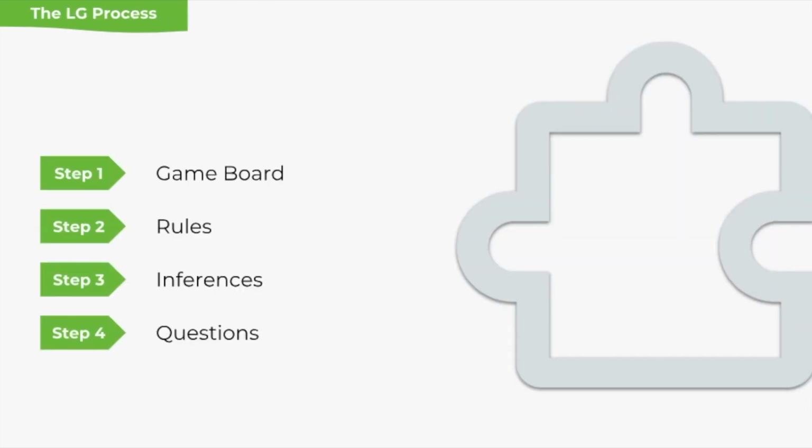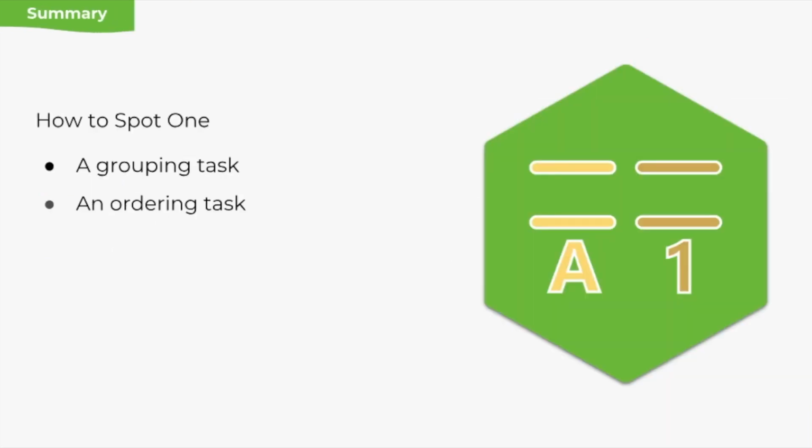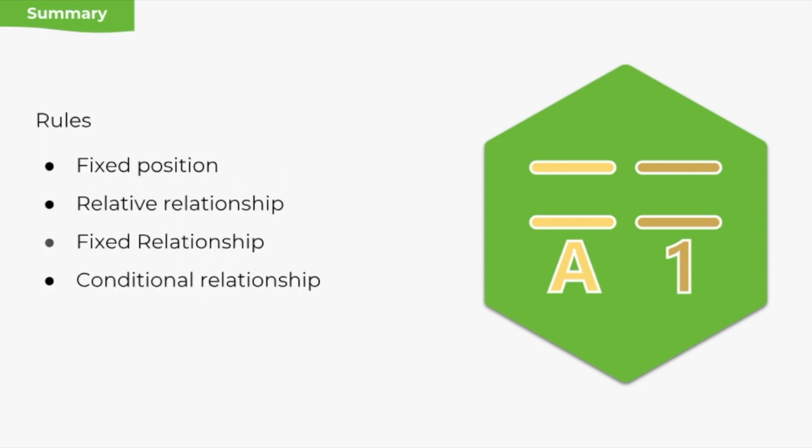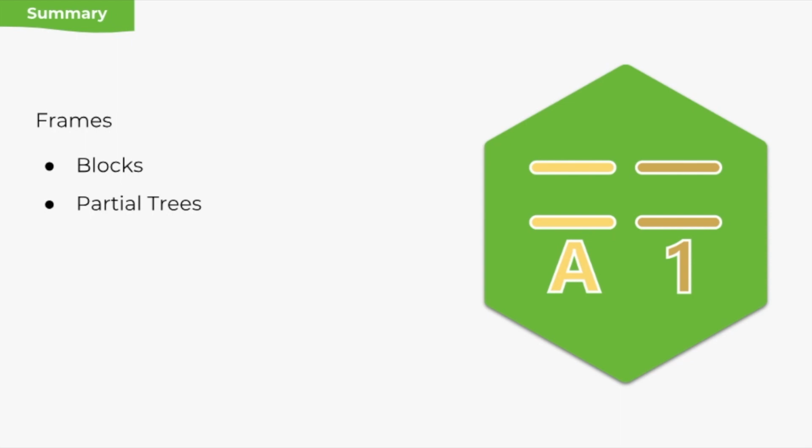So remember, the process for logic games is to first create the game board, then notate the rules, then make any inferences that follow and potentially look for frames, and then answer the questions. You spot a hybrid game by recognizing that it's asking you to do both a grouping task and an ordering task. The game board that you want to use for a hybrid game is generally a column chart for the teams and then slots for the ordering. And the rules you want to keep in mind are fixed positions, relative relationships, fixed relationships, and conditional relationships. The way in which you create frames are with blocks and partial trees.